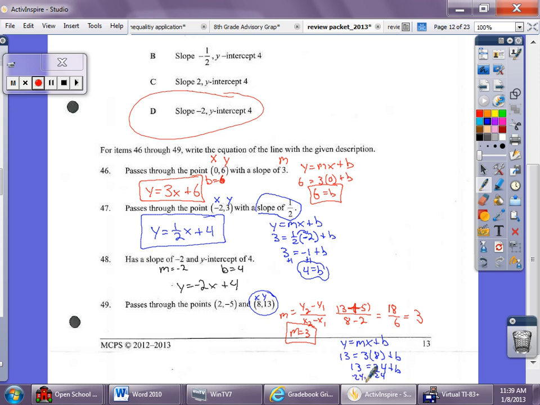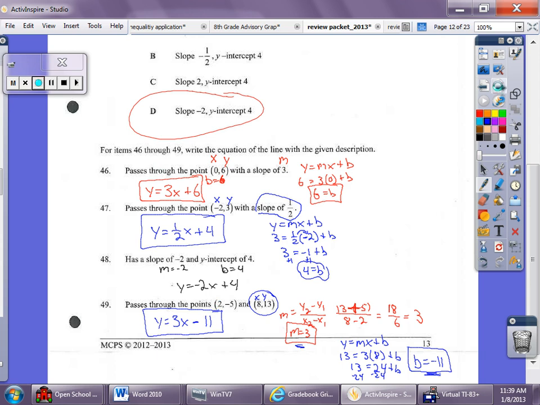Subtract 24 from both sides, and b equals negative 11. So we have our b, we have our m, so we can put it all together. Y equals 3x minus 11. Y equals mx plus b.